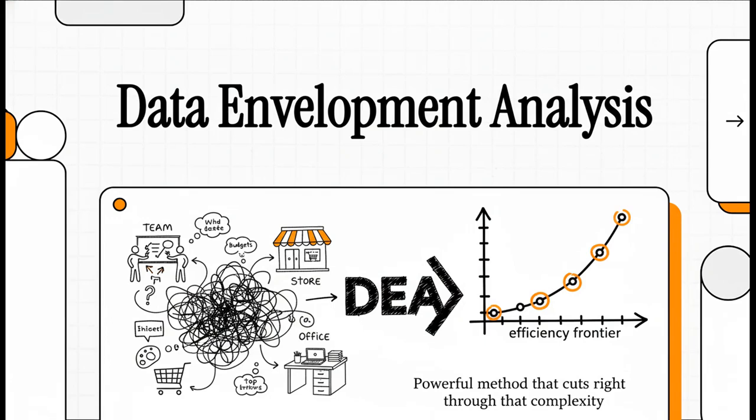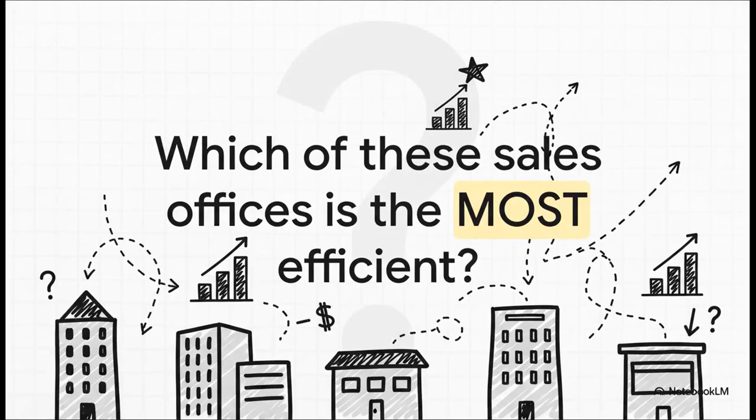Okay, so picture this. You're a manager, and you have to compare the performance of, say, a bunch of different stores or teams or sales offices. It sounds simple, right? But it's a total headache. How on earth do you figure out who's really the best when they all have different budgets, different numbers of people, different everything? Well, today we're going to dive into a really clever method that just slices right through all that complexity. So let's just jump right into a classic problem.